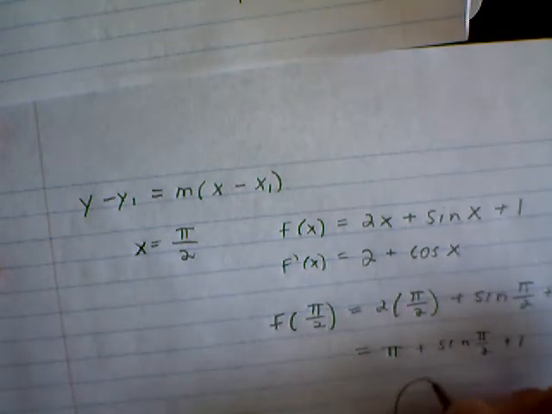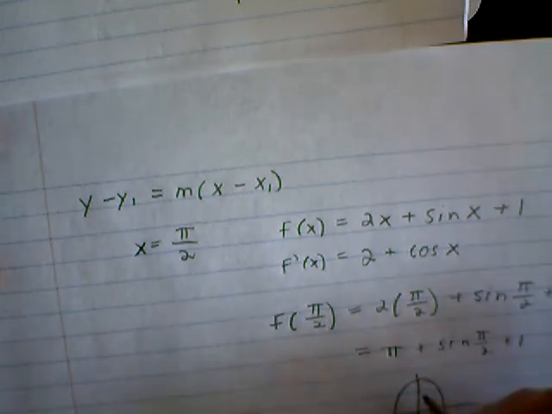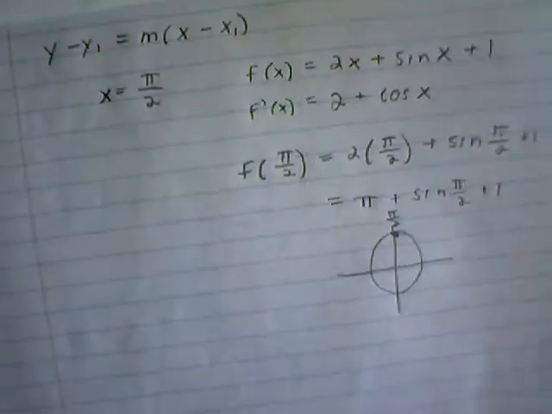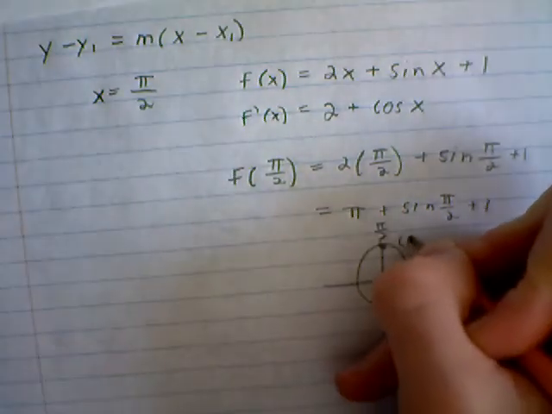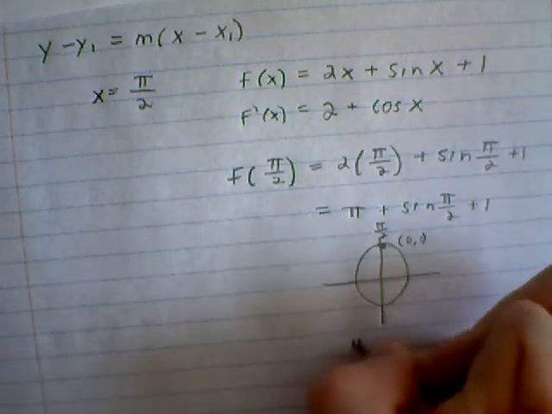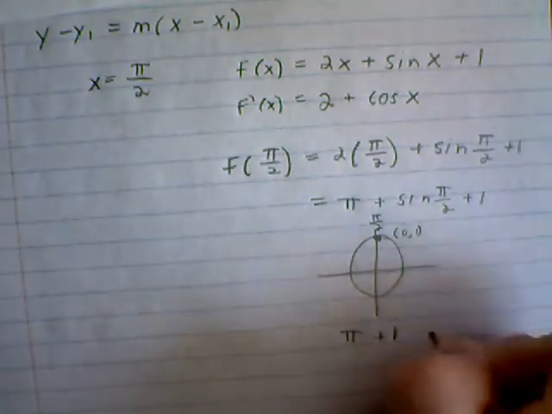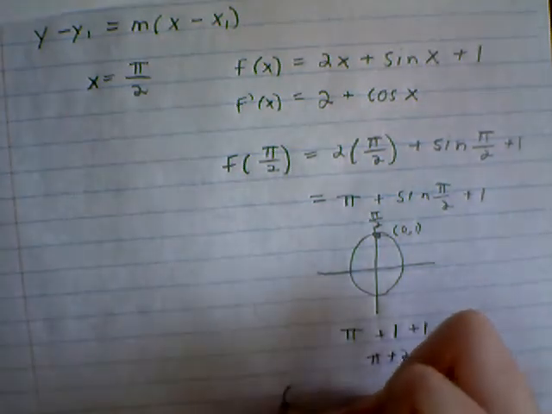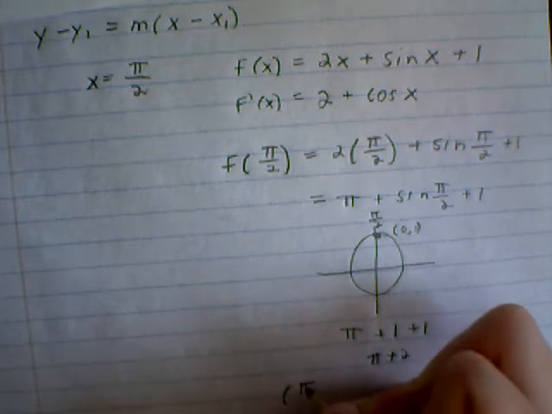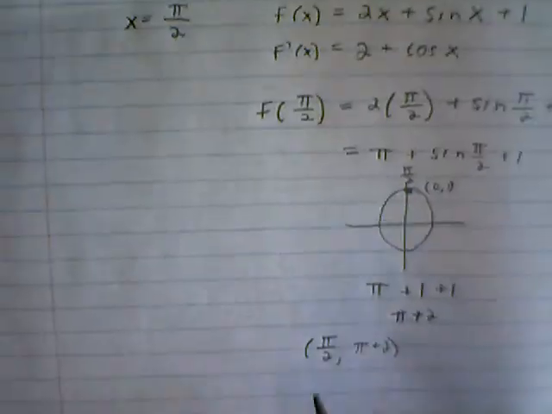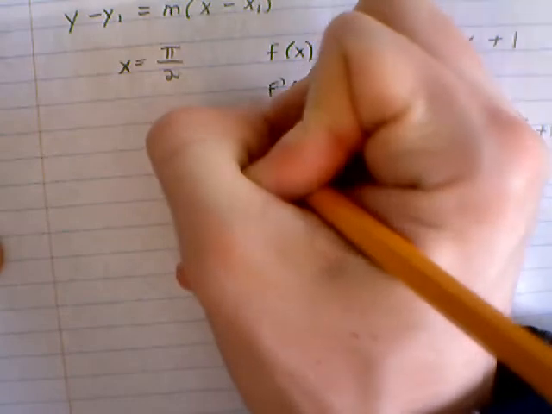Let's analyze the sine of pi over 2 real quick. I know that this is pi over 2, and this point right here is (0, 1). The sine is the y value, so I'm going to have pi plus 1, or pi plus 2. So my point, my x1, y1, is going to be pi over 2 and pi plus 2. All right, so I got my point. I can label this as a point if you want to.